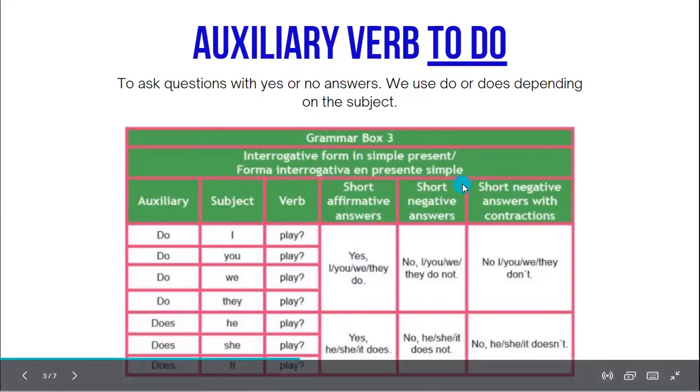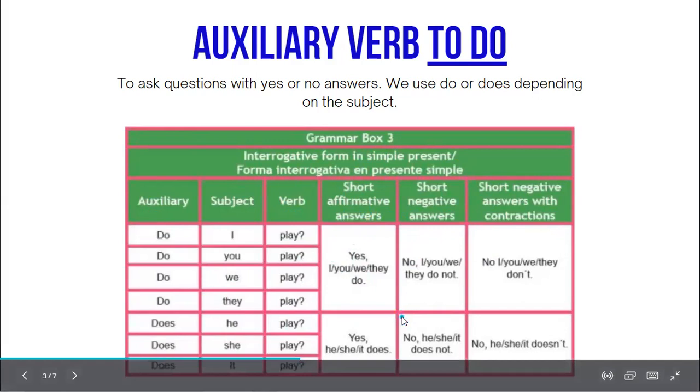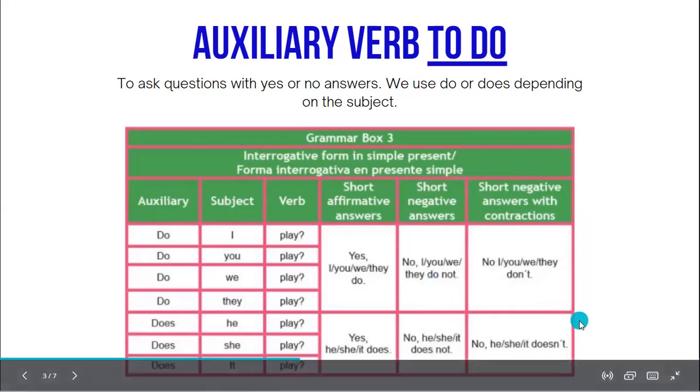Then we have the short negative answers. No, I, you, we, they do not. And no, he, she, it does not. And we have the same negative answer, but with contraction. So instead of writing do not, you write don't or doesn't.